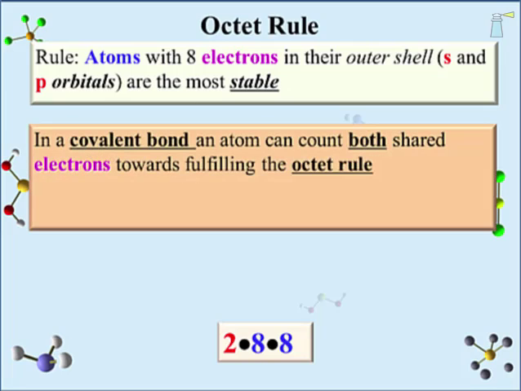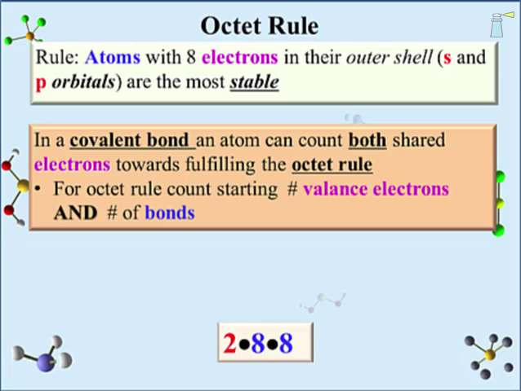In a covalent bond, an atom counts both shared electrons towards fulfilling the octet rule. That means for each covalent bond an atom enters into, it gets to count an extra electron toward fulfilling the octet rule. So when counting for the octet rule, count the starting number of valence electrons of the atom and add the number of bonds that that atom enters into. This is how we should think of covalent bonding. It gets atoms a full outer shell, and that means they are more stable.